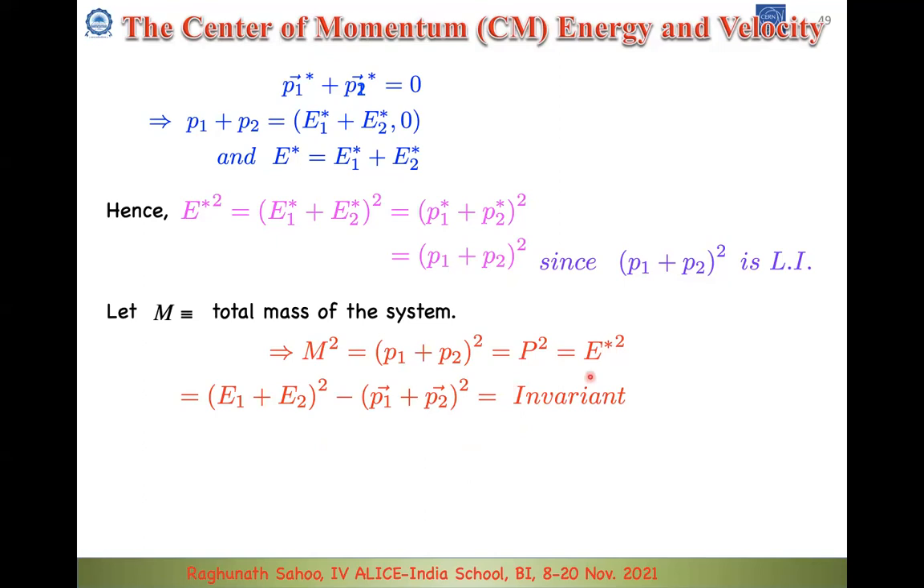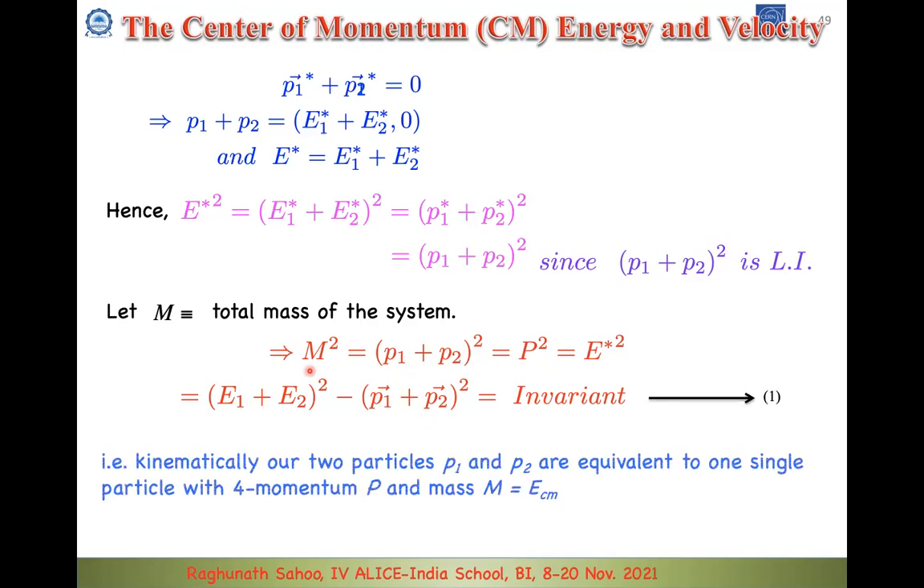Okay. So if I rearrange the things, I will find that my E star square, which is (E1 + E2) square minus (P1 + P2) square, is invariant, by definition. So now this invariant is essentially the invariant mass of the whole system, which is nothing but the E center of mass.